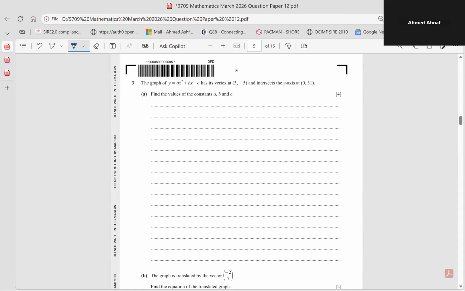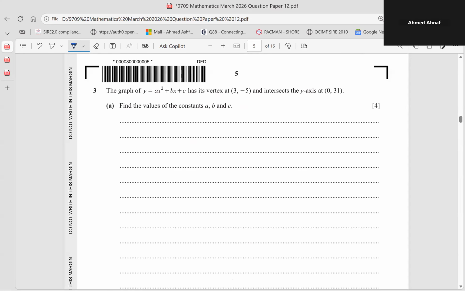All right, so for this question, we're told that the graph of this general quadratic equation has its vertex at (3, -5). If you have not seen this term vertex before, it just means a pointy edge or the pointy part of a shape or a graph. So in the context of a quadratic equation, the vertex is basically just a turning point.